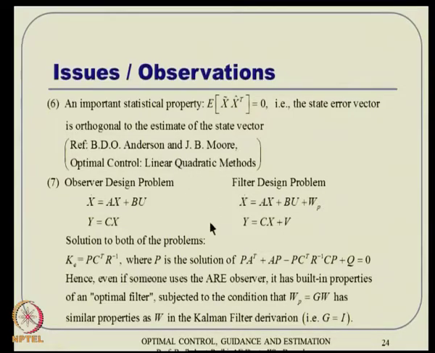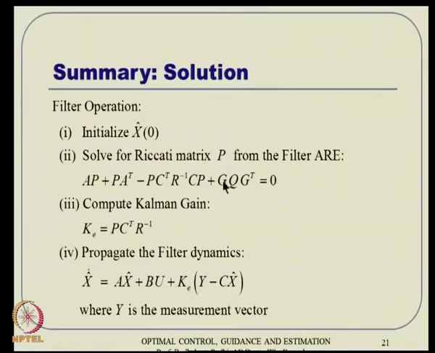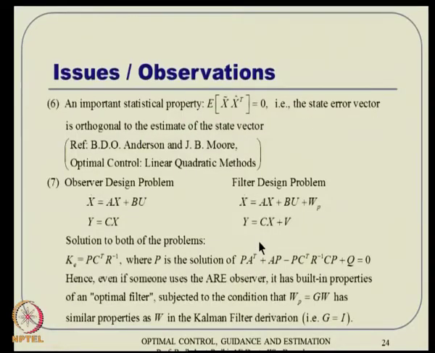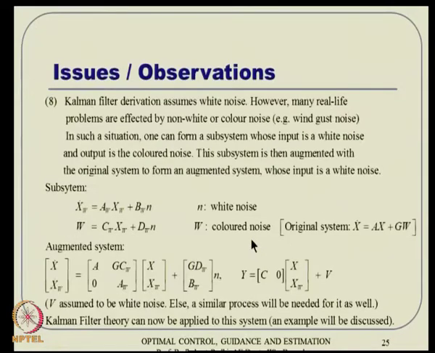And lastly, this comparison. Suppose you have an observer design and a filter design. That means you have x dot equals Ax plus Bu, but with process noise plus Gw, and you have y equals Cx plus measurement noise. Interestingly, the solution to both problems turns out to be the same: K equals P C transpose R inverse, where P is the solution of this Riccati equation. But in the other case, the Riccati equation contains G and G transpose as well. That is the only difference.